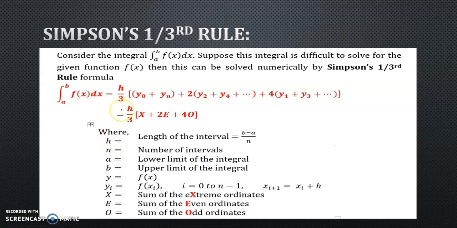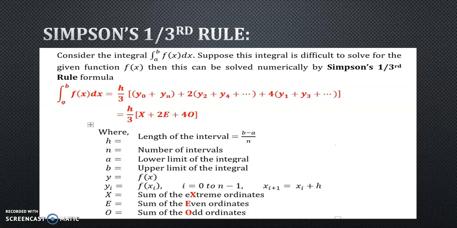So in the last lecture we had studied the trapezoidal rule. Now in this lecture we will cover Simpson's 1/3 rule and Simpson's 3/8 rule. So just like the previous formula, we consider the definite integral from a to b of f(x) dx, which can be solved numerically using Simpson's 1/3 rule. So what is Simpson's 1/3 rule?